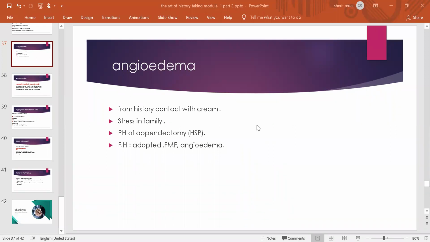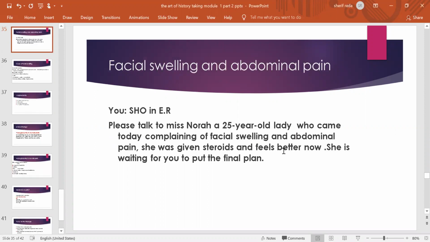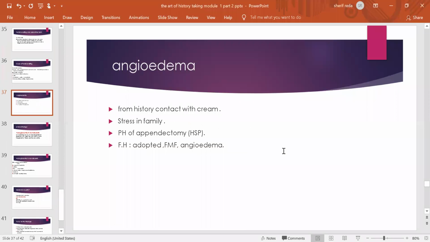Abdominal pain and facial swelling. You can have a lot of cases, you can have a lot of differential diagnoses, and you can only explore this by history taking.